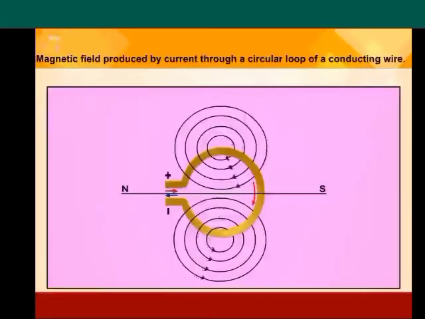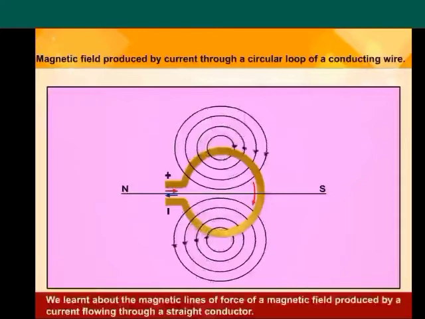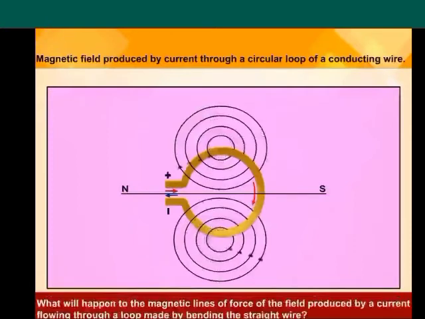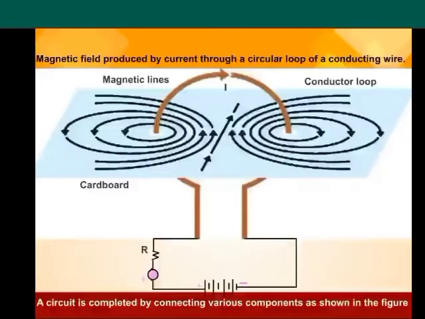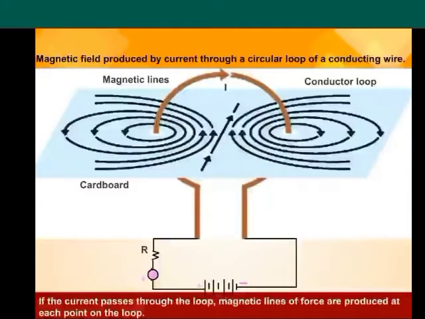Magnetic field produced by current through a circular loop of a conducting wire. We learned about the magnetic lines of force of a magnetic field produced by a current flowing through a straight conductor. What will happen to the magnetic lines of force of the field produced by a current flowing through a loop made by bending the straight wire? A circuit is completed by connecting various components as shown in the figure. If the current passes through the loop, the magnetic lines of force are produced at each point on the loop.